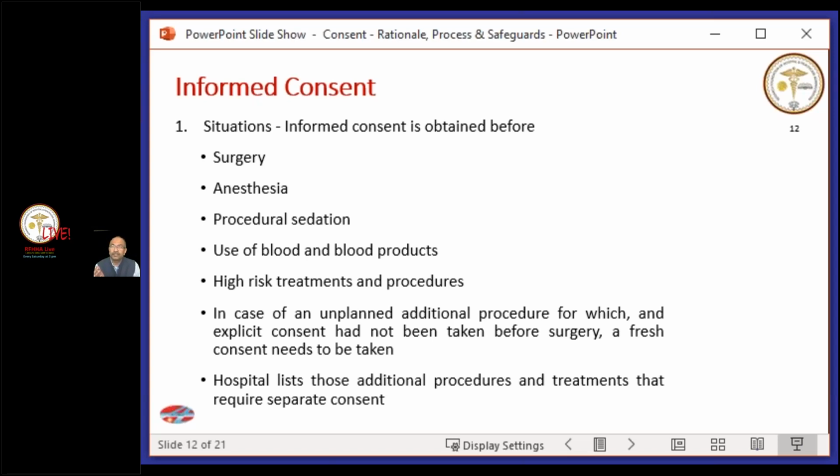Similarly, the hospital lists these additional procedures and treatments that require separate consent. This is part of the accreditation compliance requirements, that the list of procedures which require consent is required to be not only recorded but also to be used for training of the hospital staff.